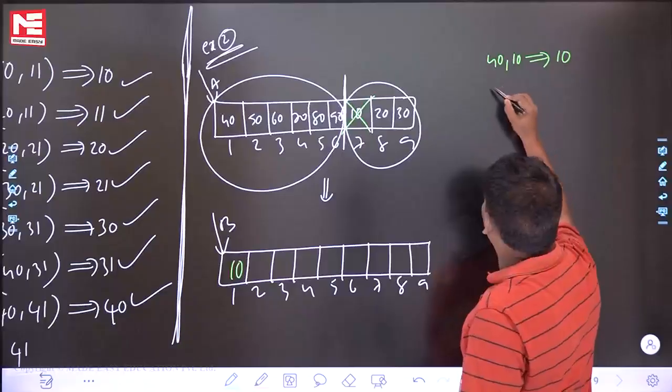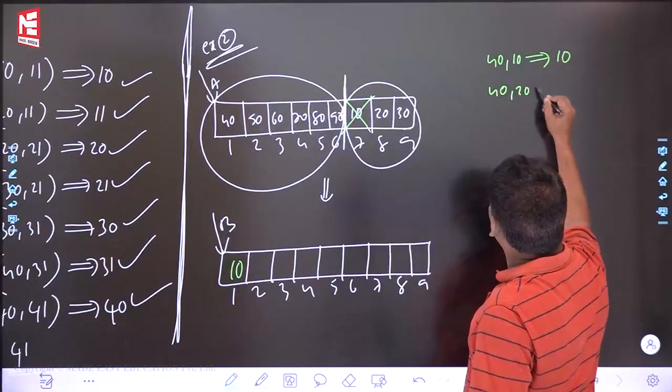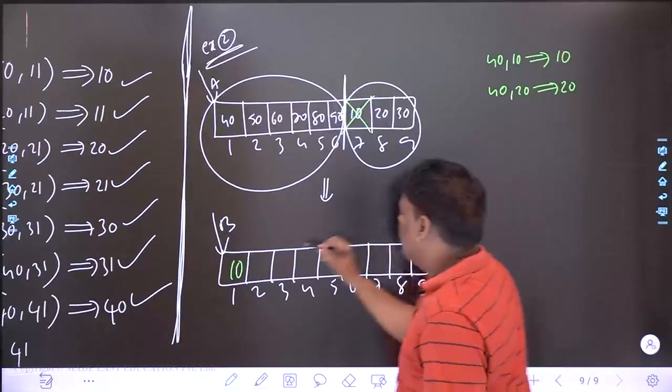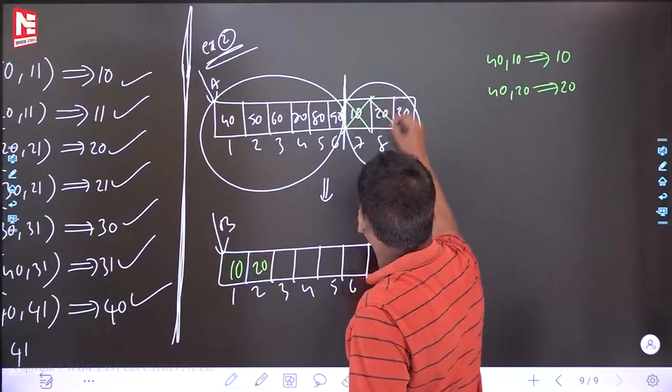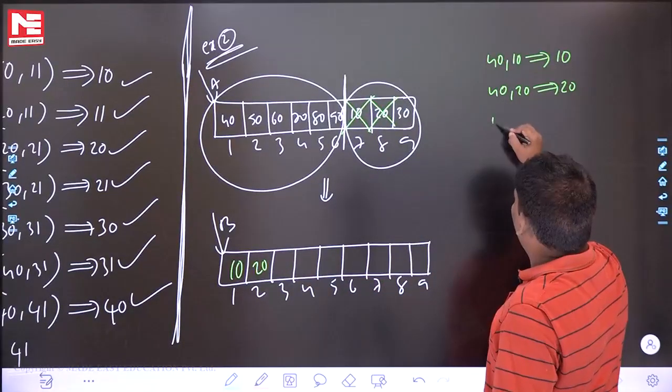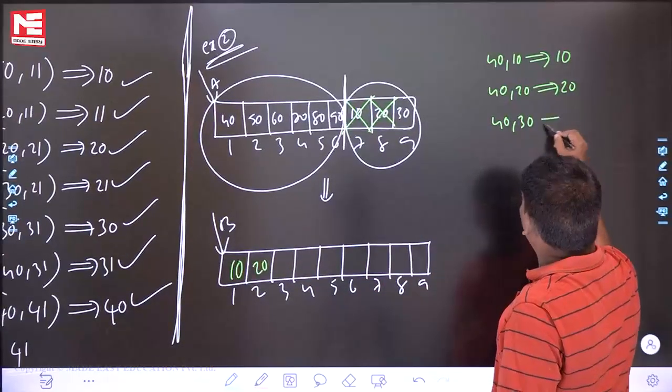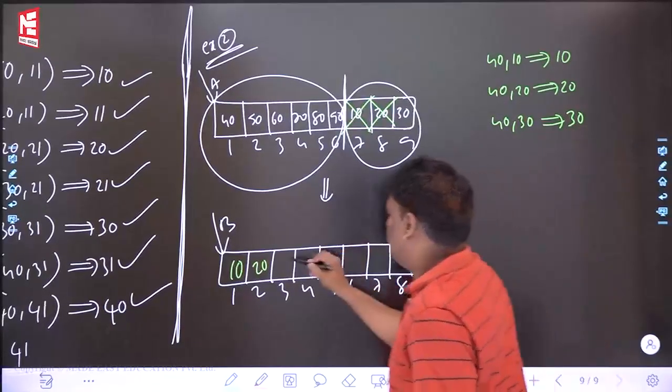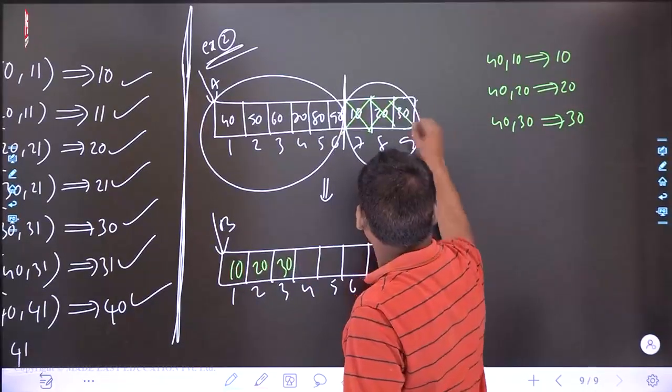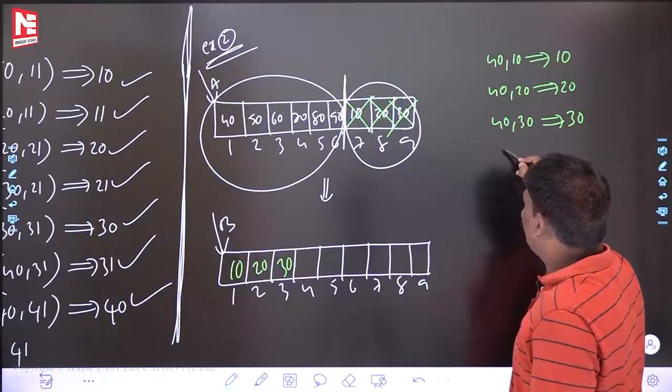Next. 40, 20. Who is the winner? 20. Whoever is smaller, he will come. Next. 40, 30. Who is the winner? Whoever is smaller, he will come. Next. What is the answer?